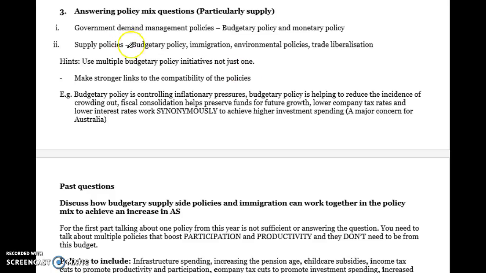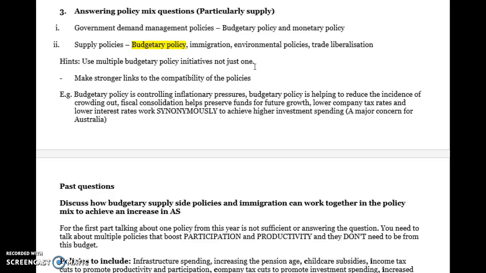Supply-side policies. Supply-side policies do include the budget. There's lots of budgetary supply-side policies, but it also includes immigration, environmental policies, and trade liberalisation. Whenever you get a question about the policy mix and you're talking about budgetary policy or budgetary supply-side policies or something like that, don't just talk about one policy. There's so many answers where people just talk about one thing and pretend like that's an overall analysis of the budget.